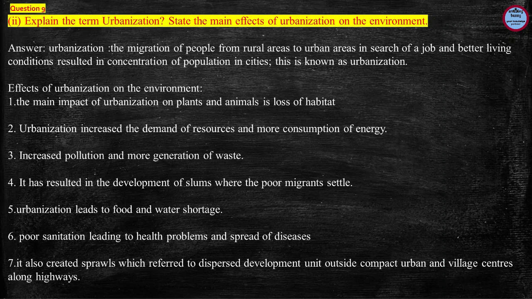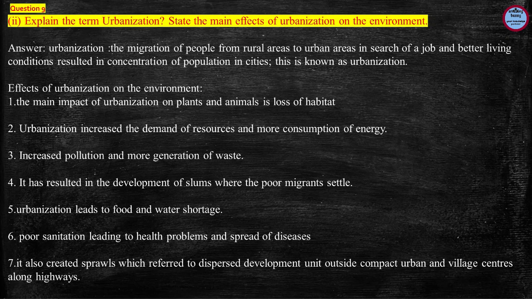Effects of urbanization on the environment. The first is, the main impact of urbanization on plants and animals is loss of habitat. Next effect is, urbanization increases the demand for resources and more consumption of energy. Third effect is increased pollution and more generation of waste.